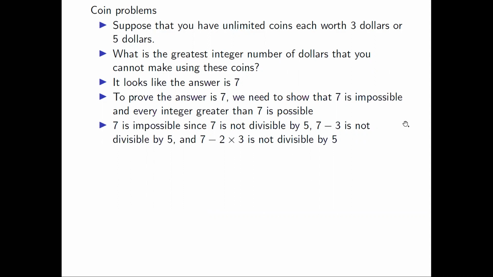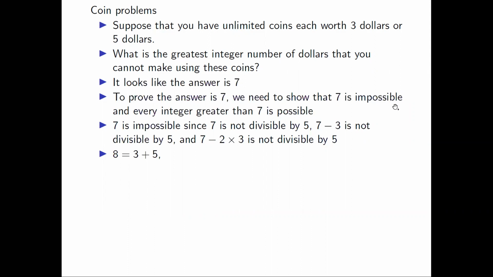So let's give a little more reason why 7 is impossible. 7 is impossible because 7 is not divisible by 5. So you can't make 7 with $5 coins. 7 minus 3 is not divisible by 5. So you can't make 7 with one $3 coin and $5 coins. 7 minus 2 times 3 is not divisible by 5. So you can't make 7 with 2 $3 coins and any number of 5s. And obviously, we can't make 7 with more than 2 $3 coins. So 7 is impossible.